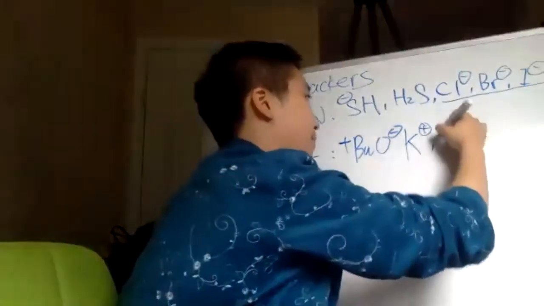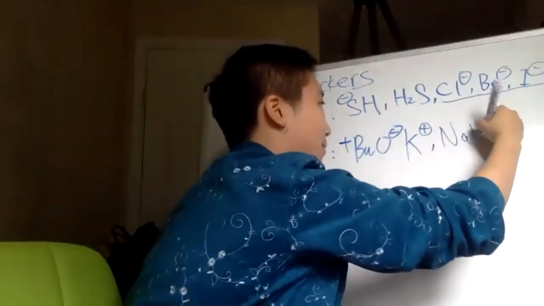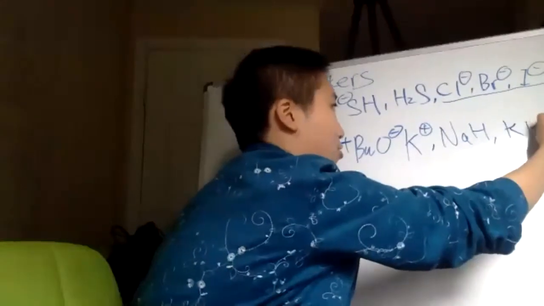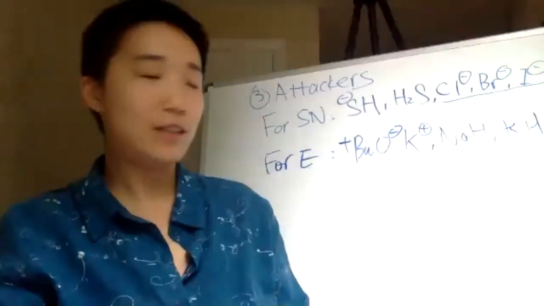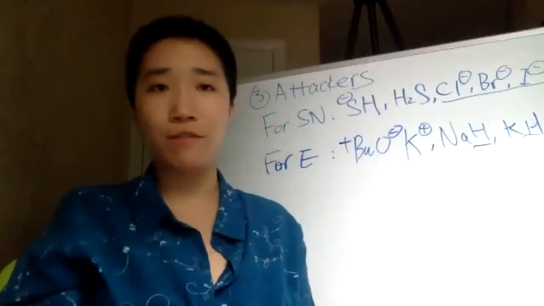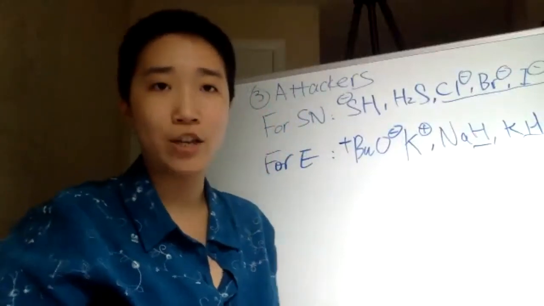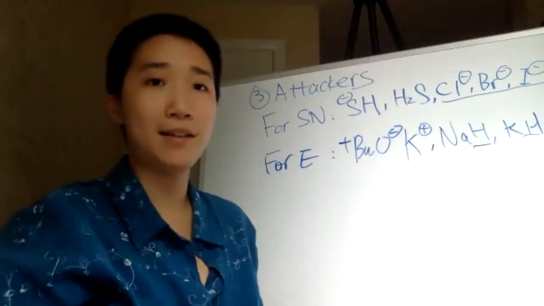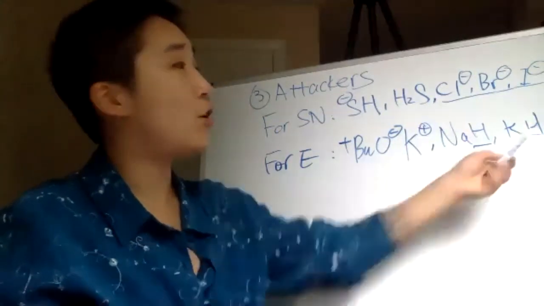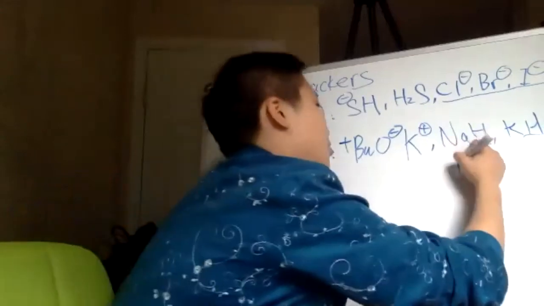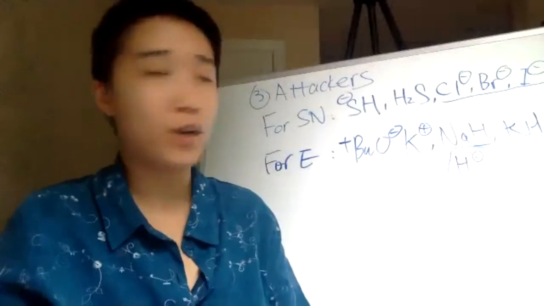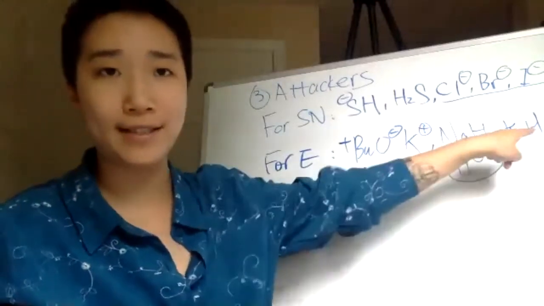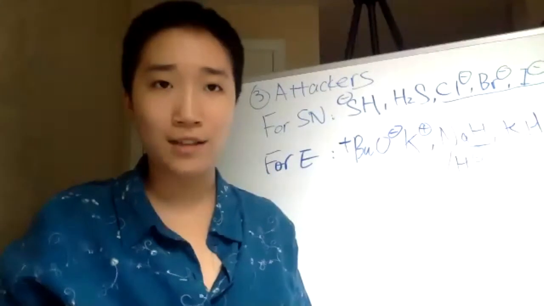Okay, what else? Well, we have a bunch of very strong bases that are hydrides. NaH, KH. So they both have H's, but those H's are very special. They're not H pluses, they are H minuses. So if you see NaH or KH, the H minus is the active reagent, whereas the sodium plus or the K plus are spectator ions.